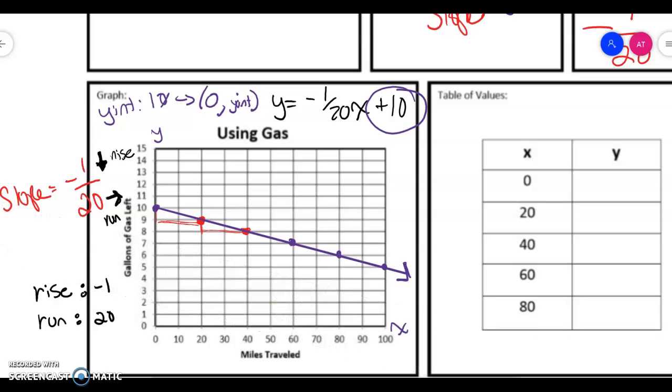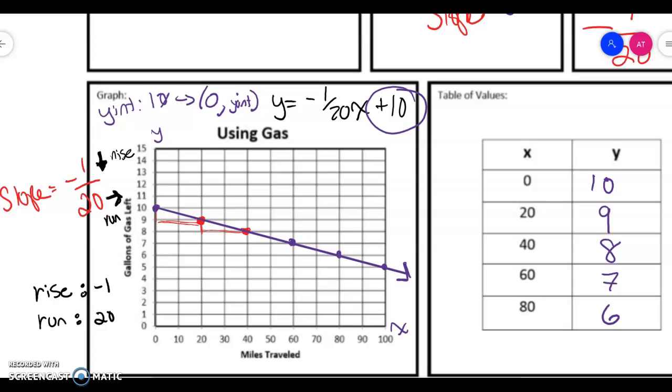So now I can clearly see at 0, it's going to be 10. At 20, it's going to be 9. At 40 miles, I'm going to have 8 gallons of gas left. At 60, I'm going to have 7 gallons left. And at 80 miles that I've traveled, I will have 6 gallons of gas left.